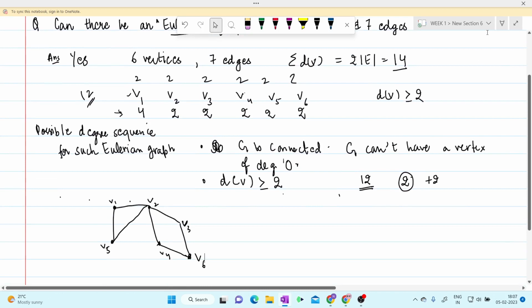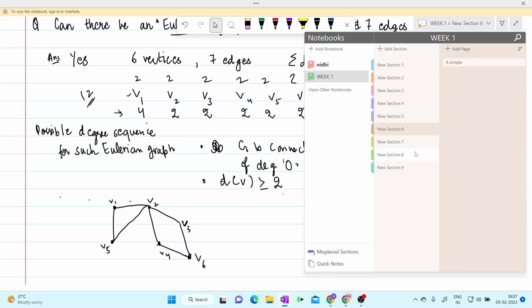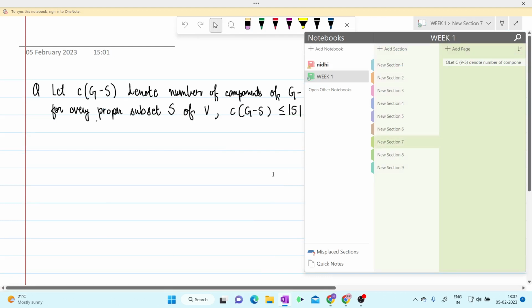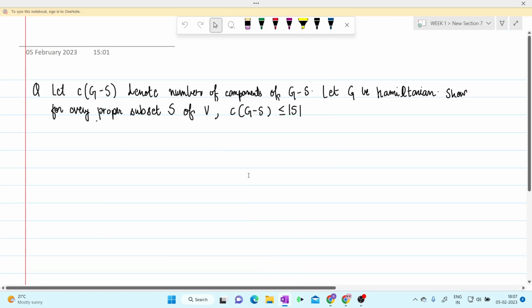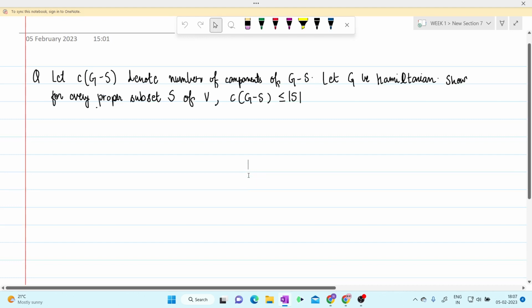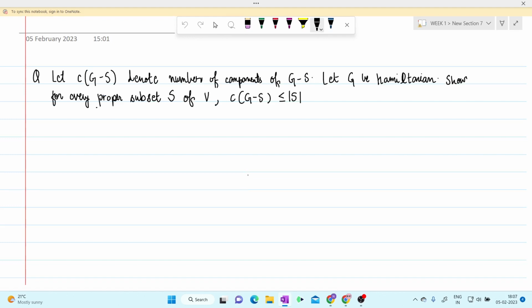So now, next problem. This is also a problem from your practice sheet. It says: let c(G minus S) denote the number of components of G minus S. So we have a graph G, S is a subset of vertices, and G minus S refers to the graph when we remove the vertices in S.